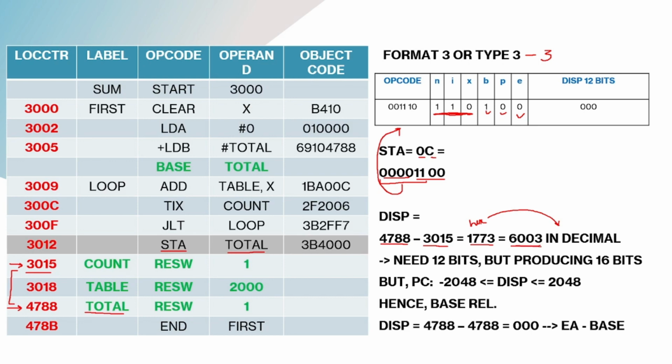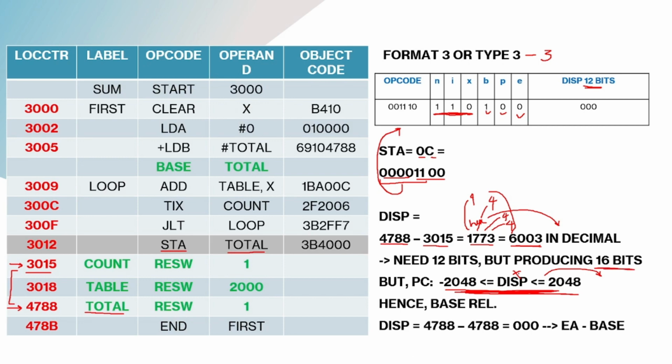So 6003, if you know, is basically greater than all of this, right? It does not fall into this range. It's more. And the other part is the displacement produced here. So displacement needs 12 bits, right? Here you can see how many bits the displacement is. That's 4, 8, 12, and that's more than 12 bits. It's producing a 16-bit displacement.